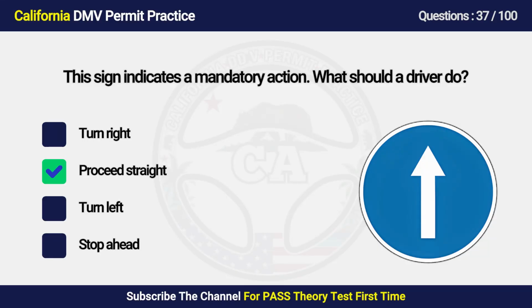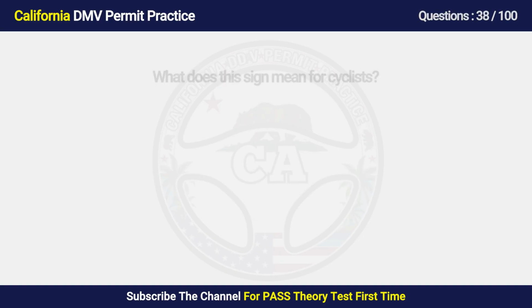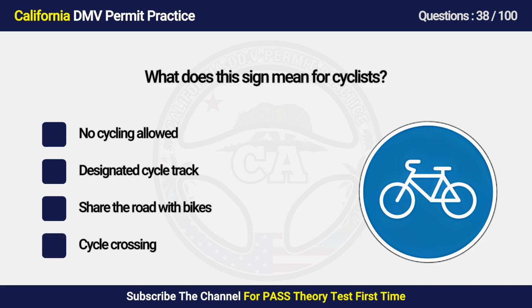Answer is B, proceed straight. This sign indicates that traffic is required to proceed straight ahead. No turns are permitted at this intersection or segment of the road. Question 38. What does this sign mean for cyclists?